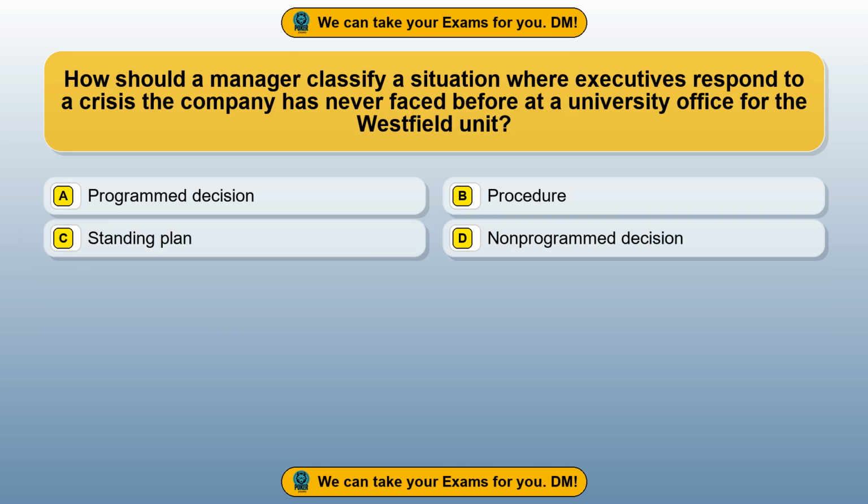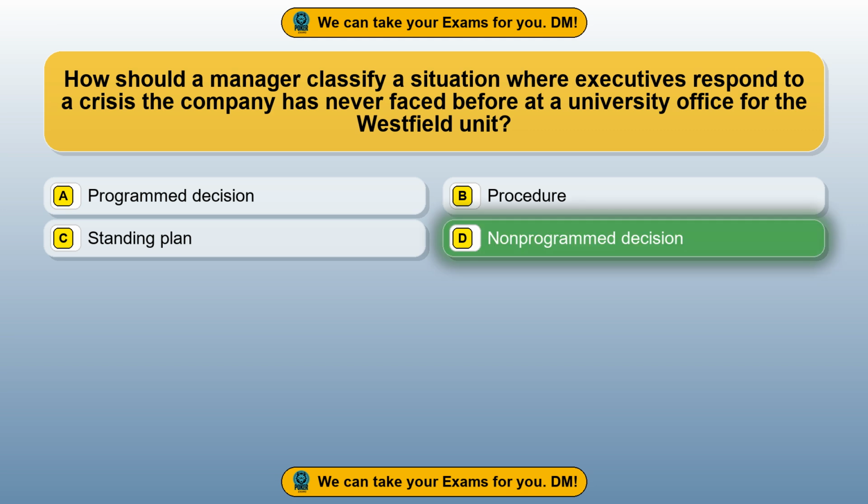Question 87. How should a manager classify a situation where executives respond to a crisis the company has never faced before at a university office for the Westfield unit? Option A, program decision. Option B, procedure. Option C, standing plan. Option D, non-program decision. The correct answer is option D, non-program decision.